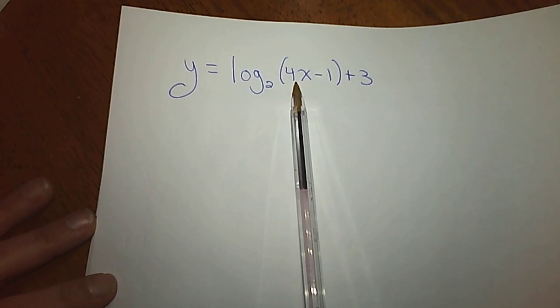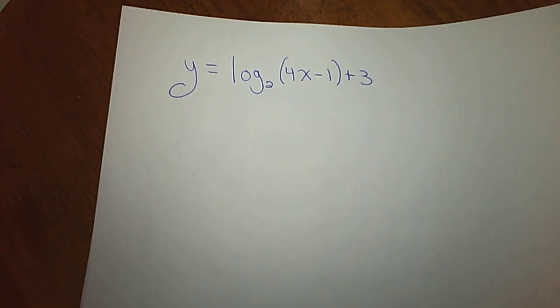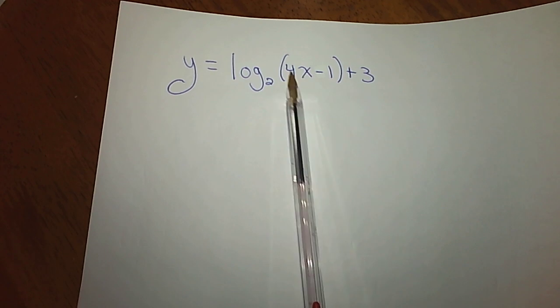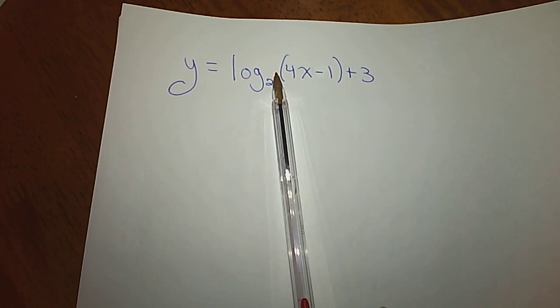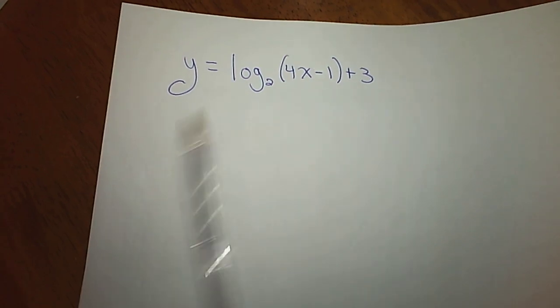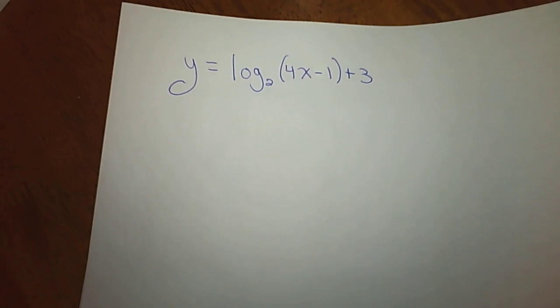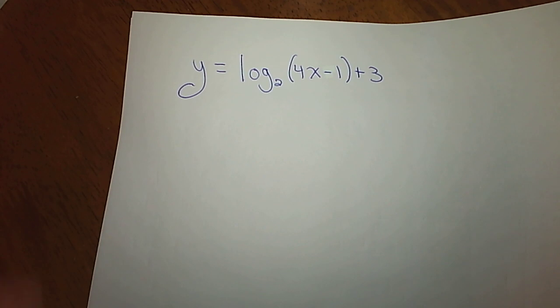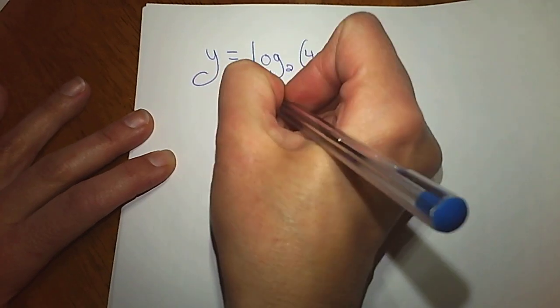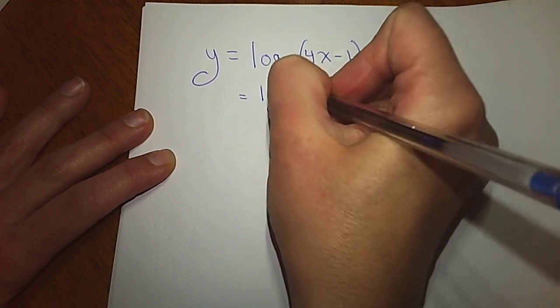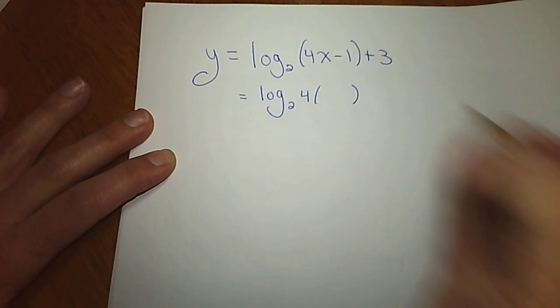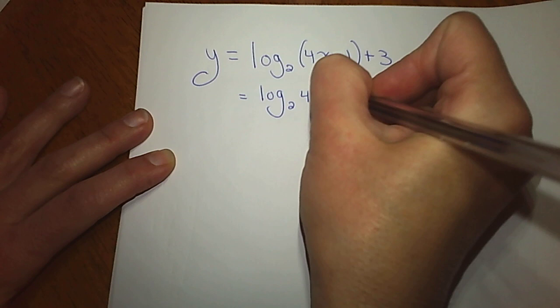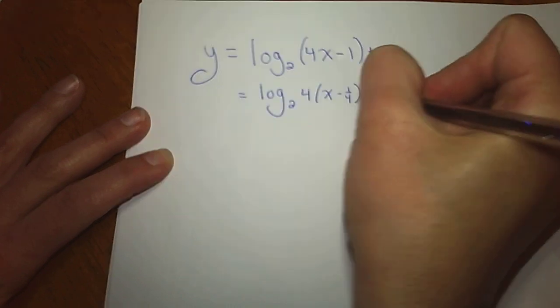So anytime you see a number in front of the x, and it's been a couple of months, I think we did it in November, you need to factor that out first before you can actually graph it. So this not only applies to logs and exponents, but also to trig. And when we start reviewing, you guys are going to see it then. So the first thing I'm going to do is rewrite this as log base 2. I'm going to factor out the 4, and I end up with x minus 1/4 plus 3.